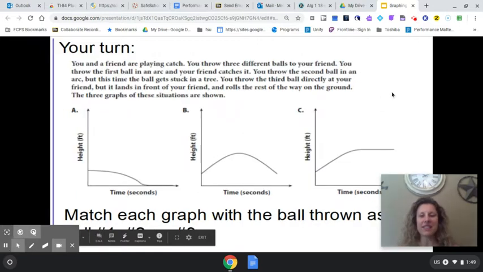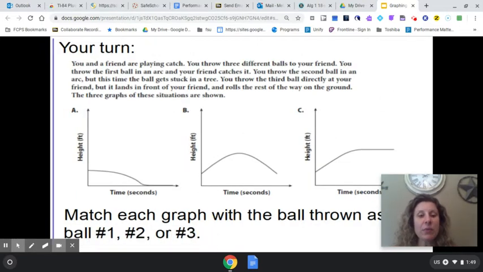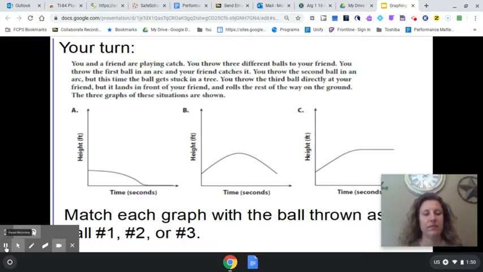All right, this next example is a you try. So read through that scenario at the top and again, try to match the balls with the appropriate graphs A, B, or C. Pause the video here, see what you can come up with, and then unpause the video to get the results. Okay, hopefully you took some time to pause the video. Unpause the video here and let's talk about the results.